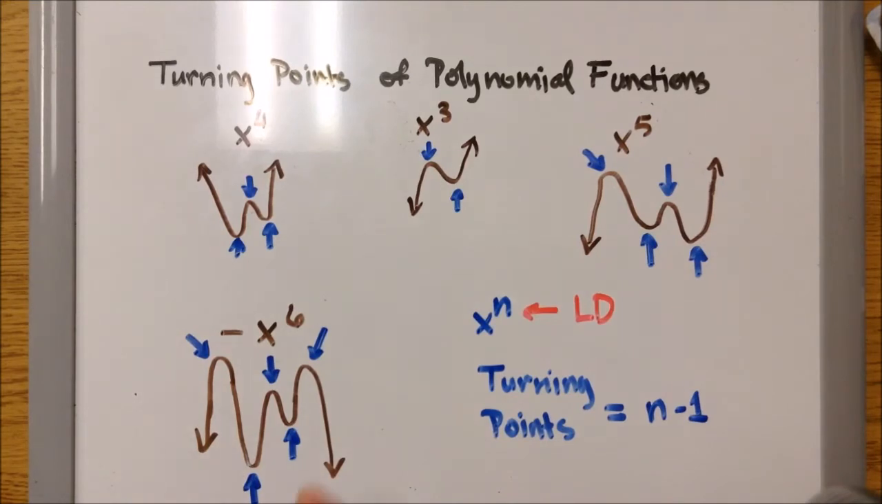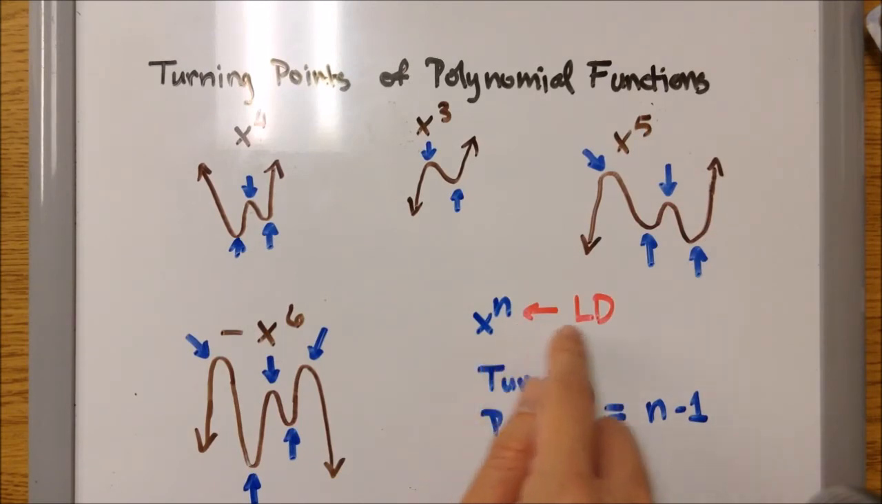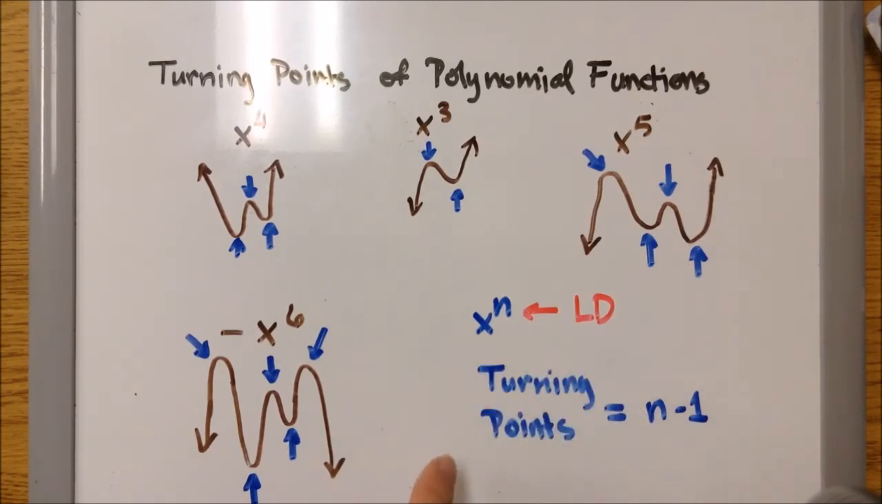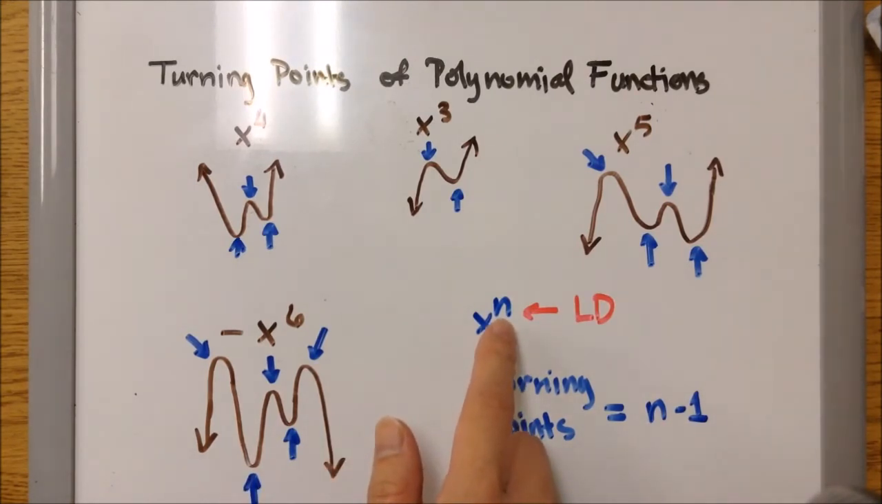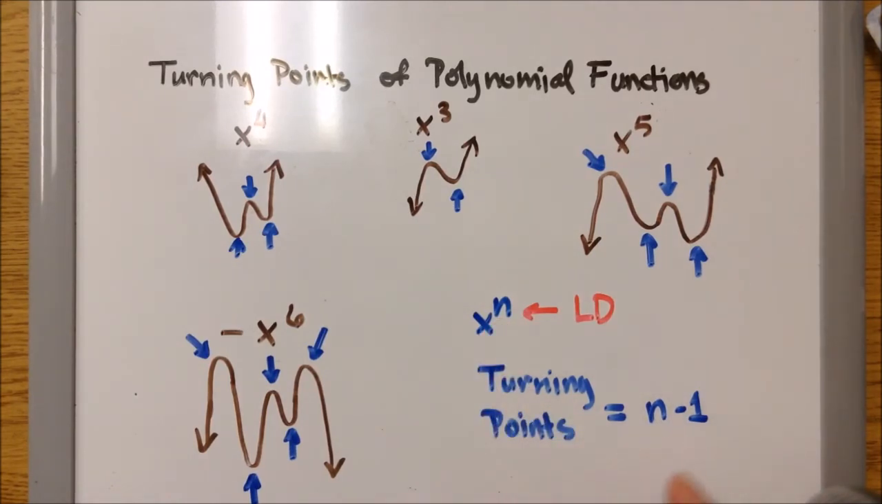So n is your highest exponent. When you are trying to determine turning points, when you have x to the n where n is the leading degree, usually or in most cases your turning points would be n minus 1. So for example, if n was 7, 7 minus 1 is 6, so you should have 6 turning points most of the time. There are special cases where on a graph it looks like less, but most of the time this is the rule you will follow.